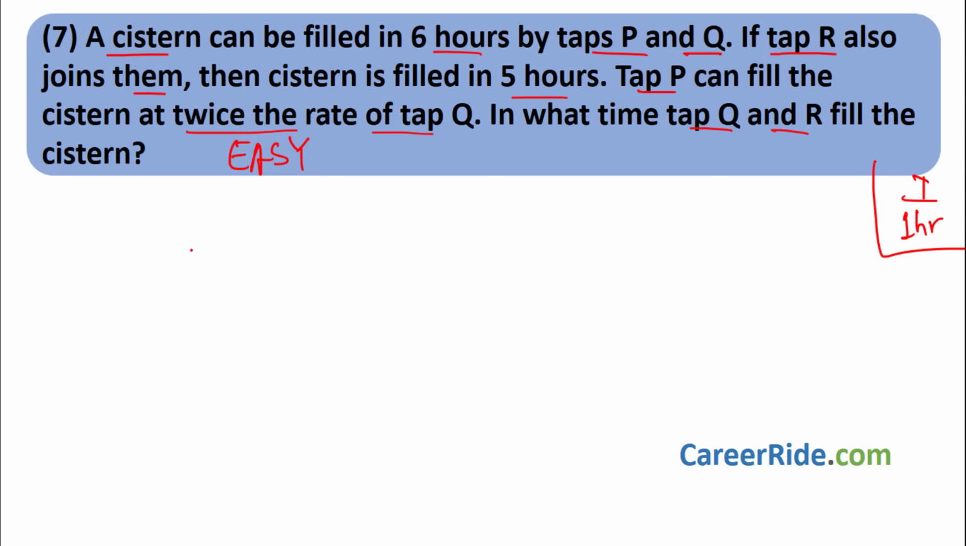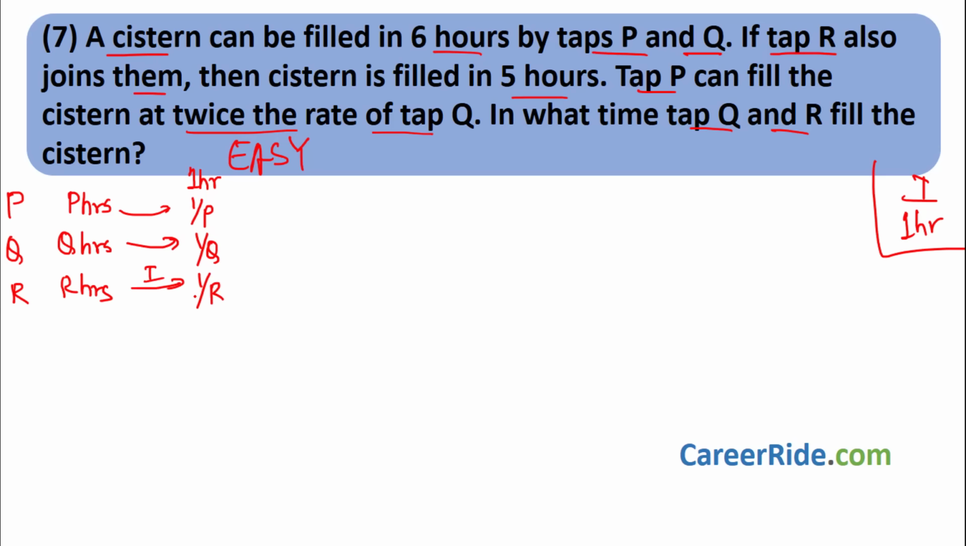Now, do we know in how many hours P fills the tank? No, we do not know. For Q, we don't know. For R, we don't know. So let us assume. P, when working alone, takes P hours to fill the entire cistern. So in 1 hour, how much of the cistern will be filled by P? Simply invert, that is 1 by P. Correct? Same way for Q, let Q take Q hours to fill the entire cistern. So in 1 hour, the amount of cistern filled is 1 by Q. Same way, let us assume R takes R hours. So by inversion, in 1 hour it fills 1 by R of the cistern, right?